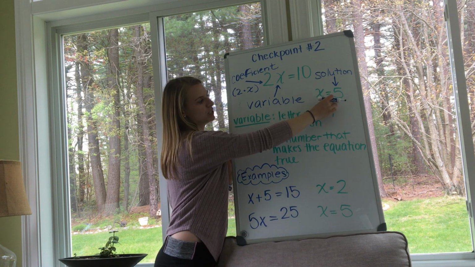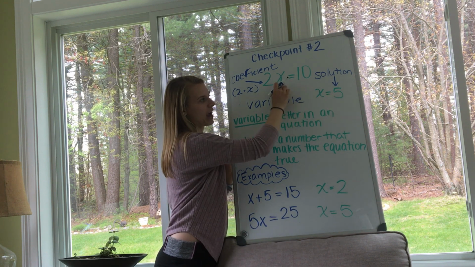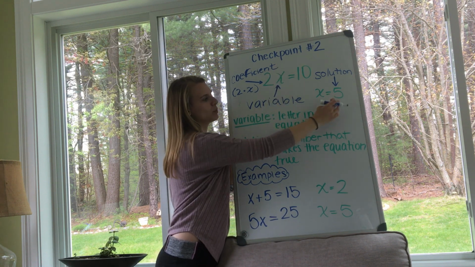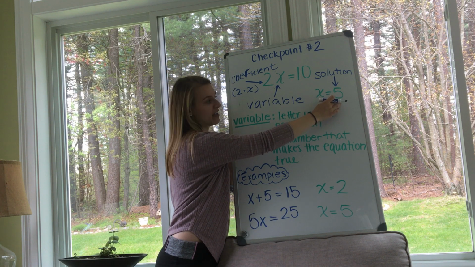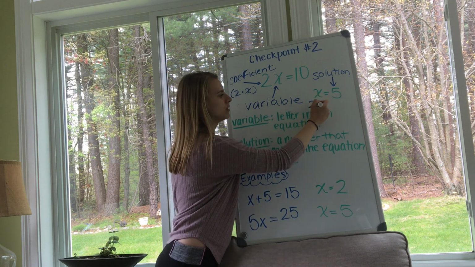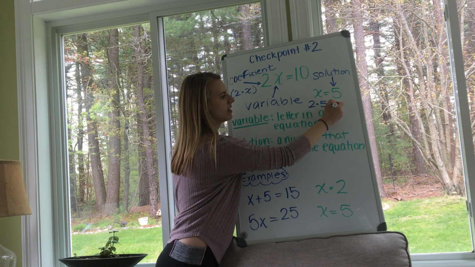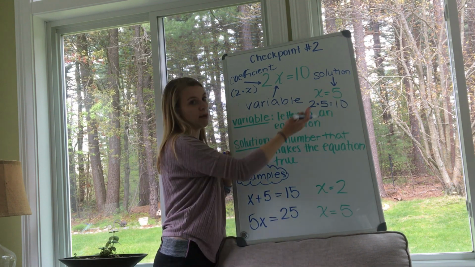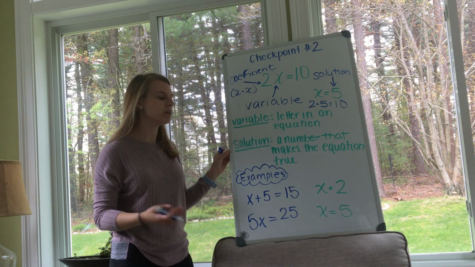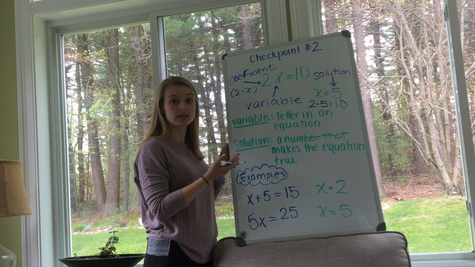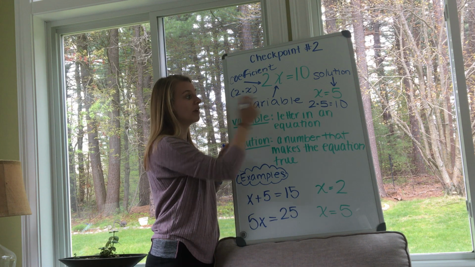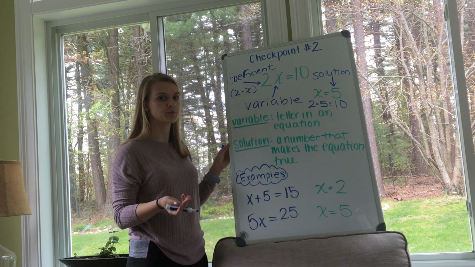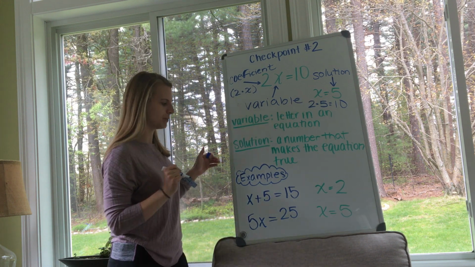So we substitute 5 for x. So instead of x, we replace it with the number 5. And so now we have 2 times 5 equals 10. And because that is true, 2 times 5 does equal 10, we know that the solution works and that this equation, when x equals 5, is true. So let's look at some examples.